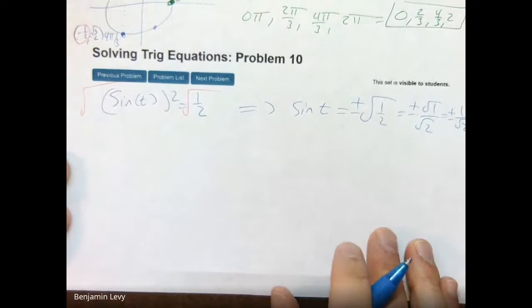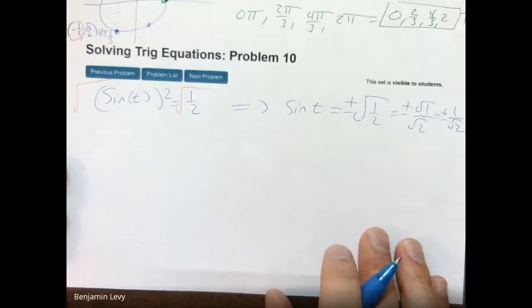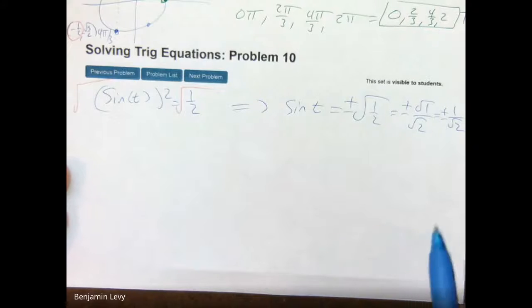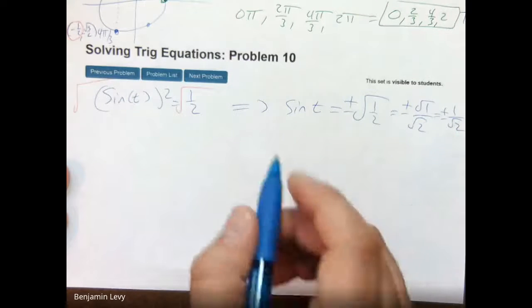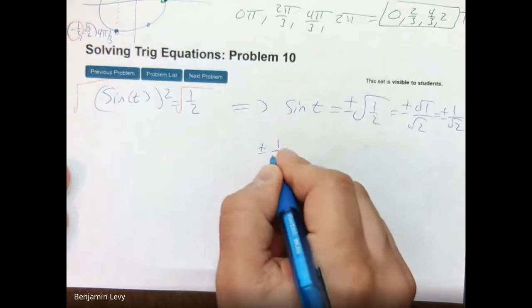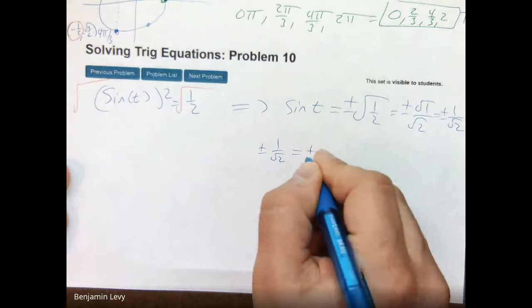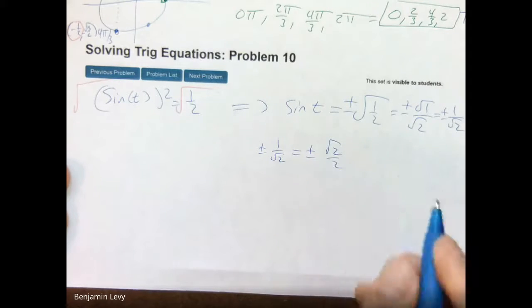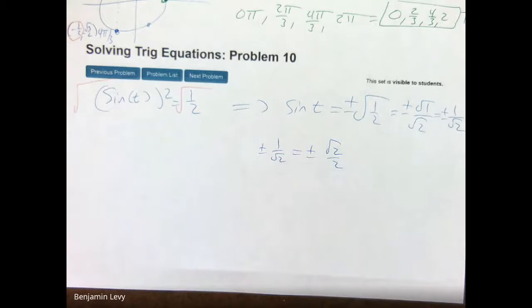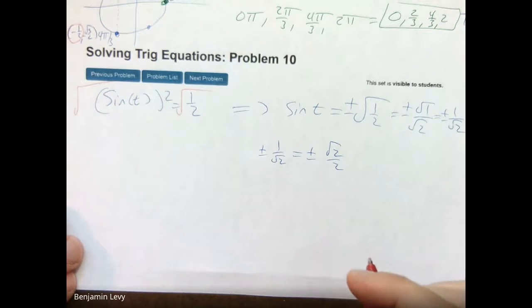Oh, I know that this one's particularly tricky. And so I'm glad we're doing this one together. Plus or minus 1 over root 2 is the same thing as plus or minus root 2 over 2. And we sort of briefly talked about rationalization of denominators, but we didn't officially talk about it in terms of a topic. So anyway, this is what we want to be solving here.